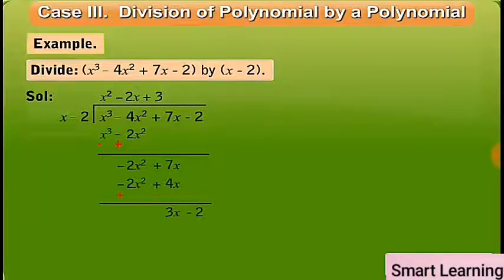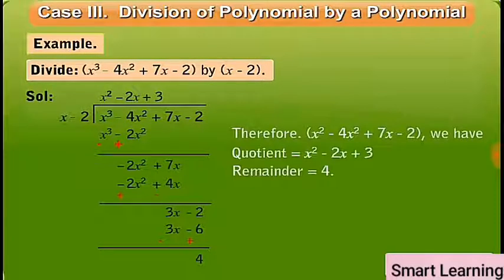And in the quotient writing plus 3. 3 gets multiplied with x minus 2. We get 3x minus 6. Changing the signs. 3x gets cancelled with minus 3x. And minus 2 plus 6 is 4. Therefore, for x cube minus 4x square plus 7x minus 2 divided by x minus 2, we have quotient equal to x square minus 2x plus 3 and remainder is equal to 4.